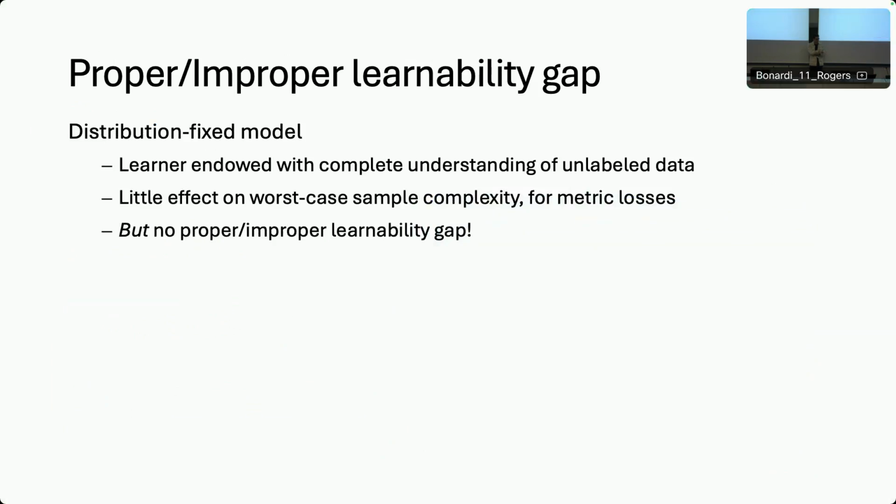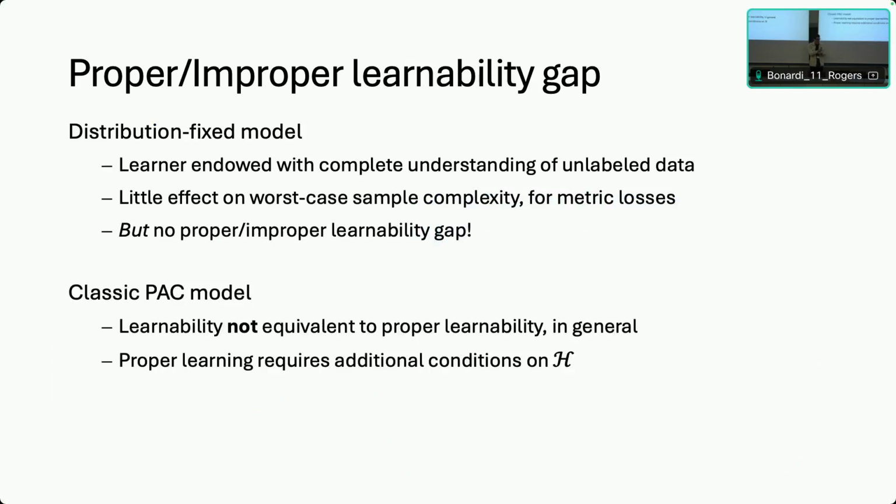So to recap, if we're in the distribution fixed model, the learners understand the unlabeled data. Doesn't change sample complexities a whole lot, but we close the proper improper learnability gap. That's really the upshot. We close this gap. So that's one strategy: I strengthen my learner to close this gap.